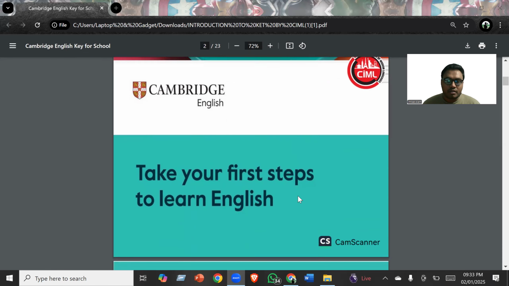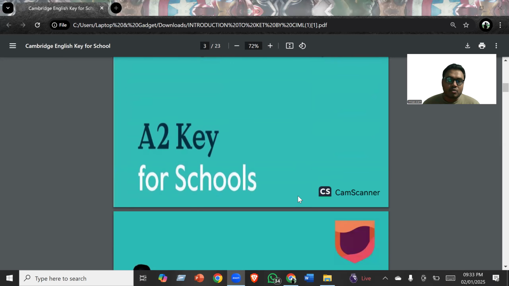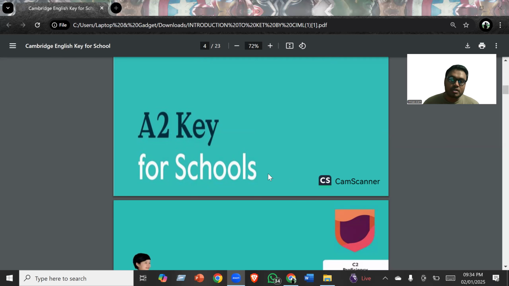main point. The first thing is, what is basically Key for Schools? Well, this is an exam controlled and operated by Cambridge University. Basically, it is a curriculum of Cambridge. We can also call it the UK curriculum or the Cambridge curriculum, and the subject is Cambridge Assessment English. So you can see the A2 Key for Schools.